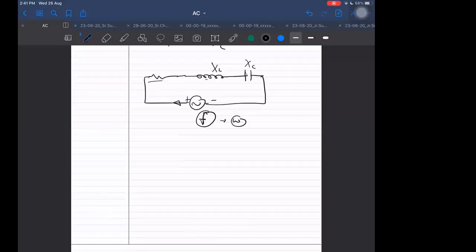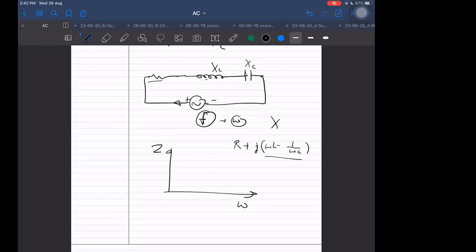And I can change it in such a way that, let us say I want to plot the impedance Z versus omega graph for a series RLC circuit. So for a series RLC circuit, what kind of graph will we get? j into omega L minus 1 by omega C. If omega tends to 0, when omega is very small, then what kind of situation do we have here?